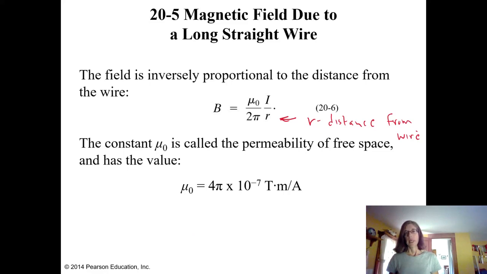Now let's look at a magnetic field due to a long straight wire. Again, this is a derivation of an equation, but what we do know is that the field is always inversely proportional to the distance from the wire.